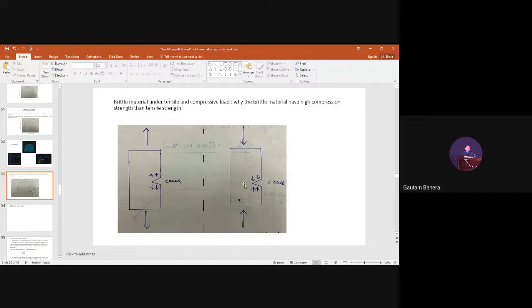Cast iron is comparatively brittle as compared to that of the steels. So they are used in the base of the heavy machines, heavy machinery parts. The bottom part is made of cast iron. They can withstand more compressive load, right?